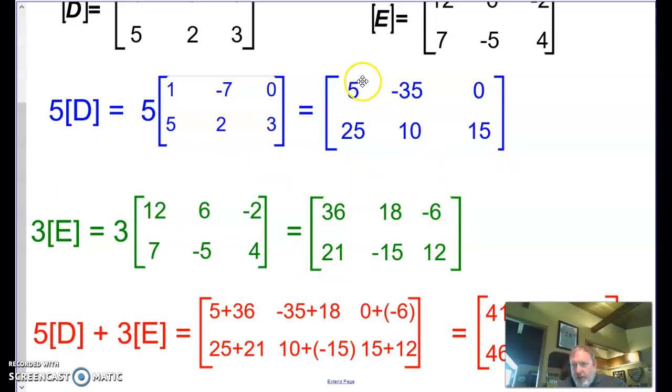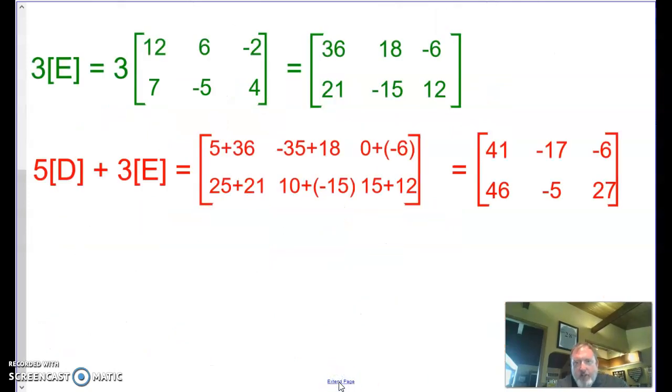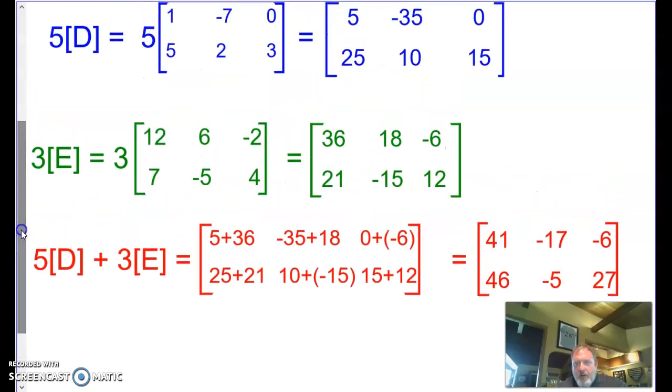So again, we're going to take the number in the same location. So first row, first column, 5 plus 36. First row, middle column, -35 plus 18. First row, third column, 0 plus -6. And then we are going to do the same thing for the second row. 25 plus 21, 10 plus -15, 15 plus 12. And when we do that, you can see our answer there. So again, we just took the answers from our previous work here, and we added these two together to get our final answer.